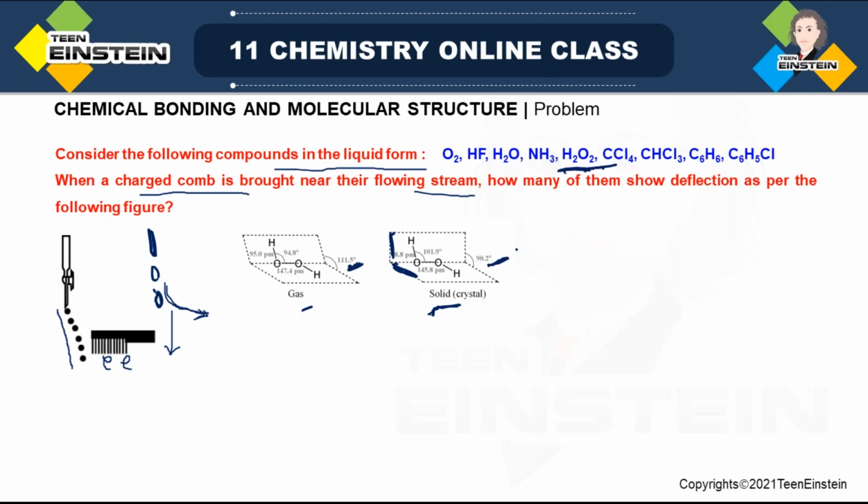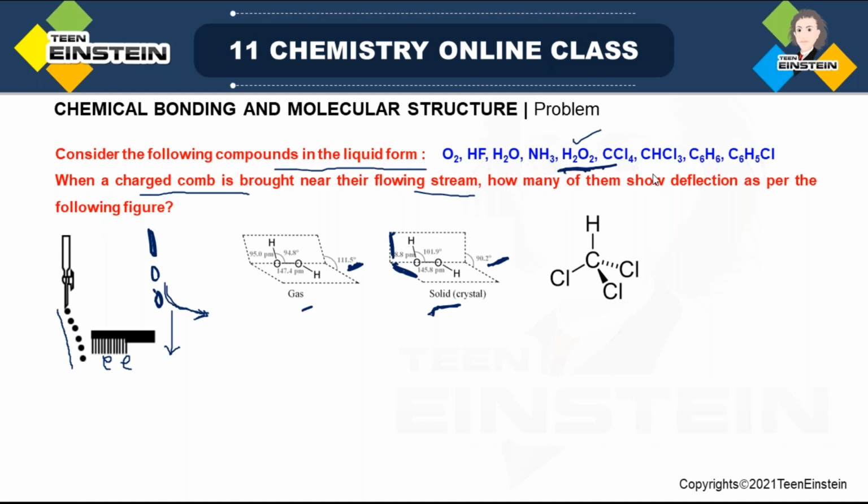But whatever it is, the important point is this molecule will have dipole moment. It is not that the net dipole moment is 0. If it is a completely linear type of molecule, cancellation of the individual HO bond dipoles is possible. But in this case, cancellation is not possible. So obviously it will show deflection. So I am giving a tick mark.